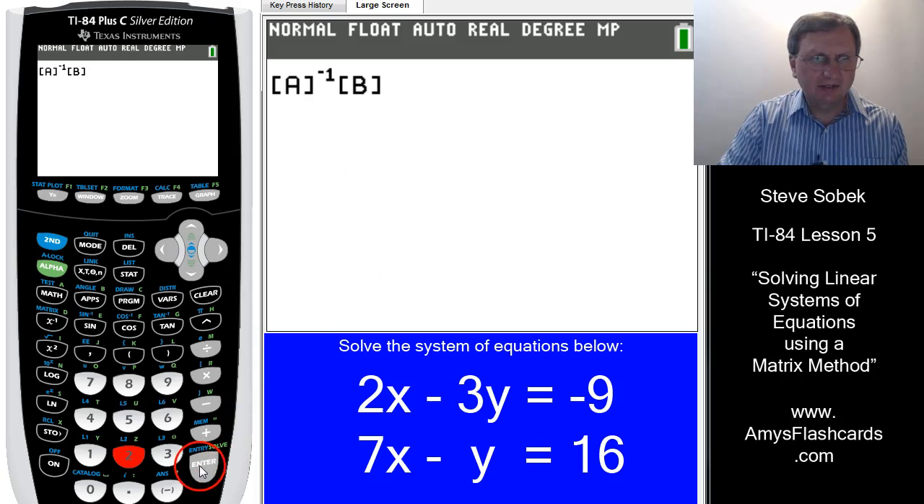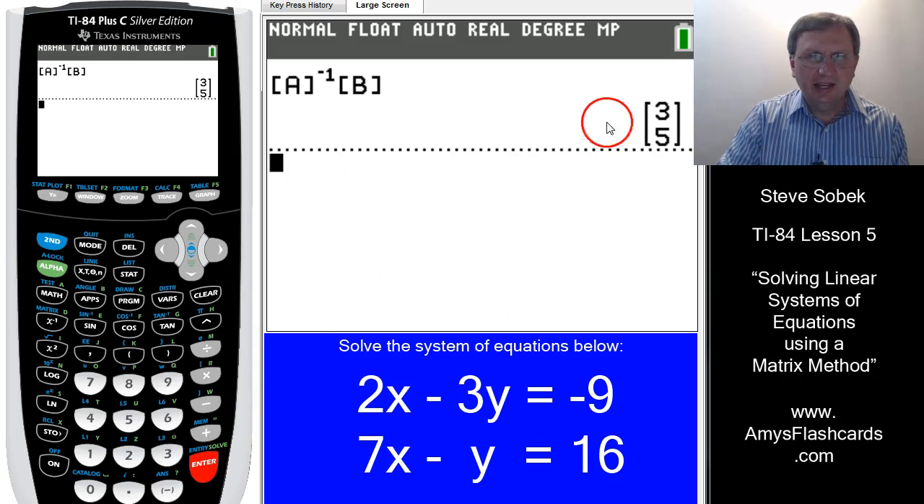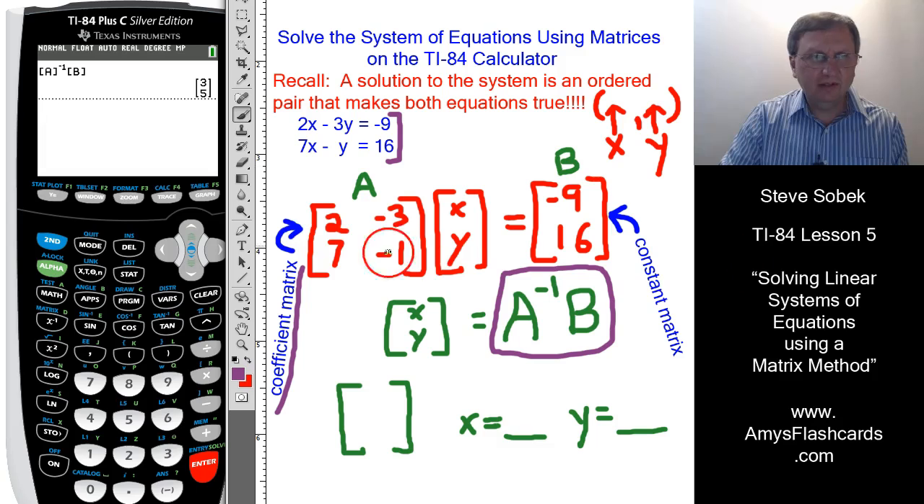All right, let's hit the enter key. And it claims that 3, 5 is the solution. So back here, let's write that down. We got a 3 for x and a 5 for y. Whatever this top number is here, that's your x value, and then the calculator showed 5 as your bottom number, and that would be your y value.